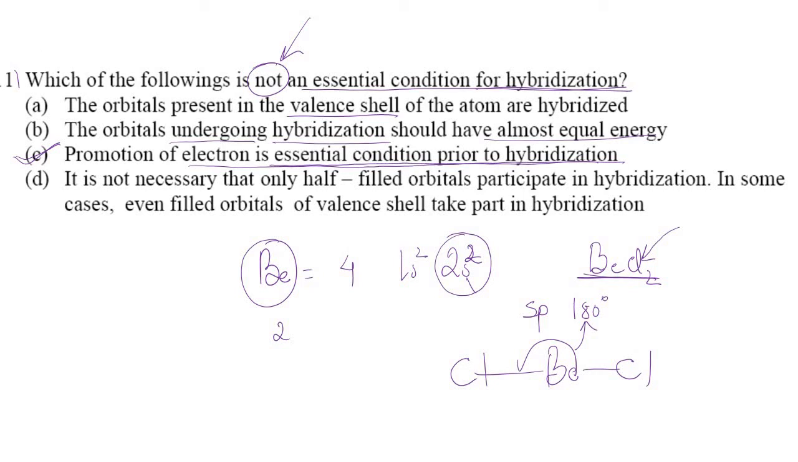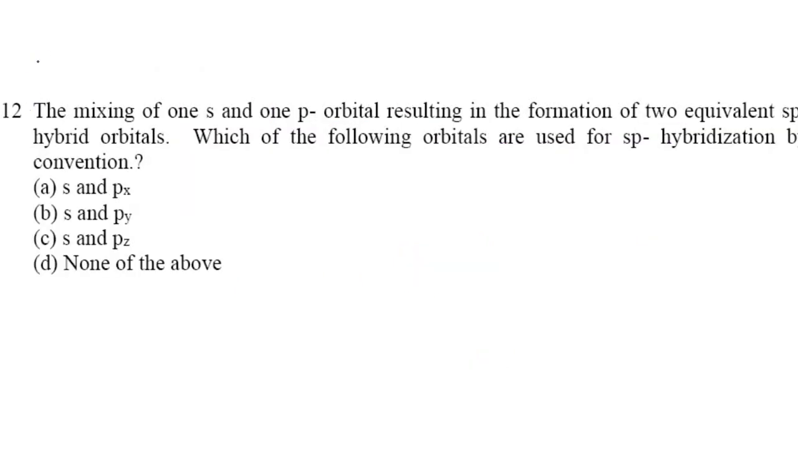So the 11th question has been completed. Now we are going to the 12th question here. Mixing up of 1 s and 1 p orbital, resulting in the formation of 2 equivalent sp hybrid orbitals, or we can say that it is undergoing sp hybridization.